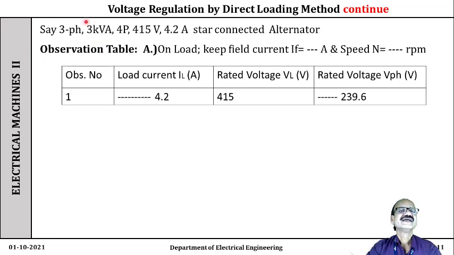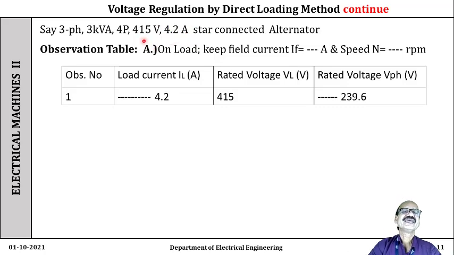Now here itself it indicates the rating of the machine is 3 kVA, it is 4 pole, which means speed is 1500 rpm, and the rated voltage, that is the line voltage, is 415 volt. Remember that unless stated otherwise, given values are always line values. So this is also line current, and for a star connection, line current equals phase current.